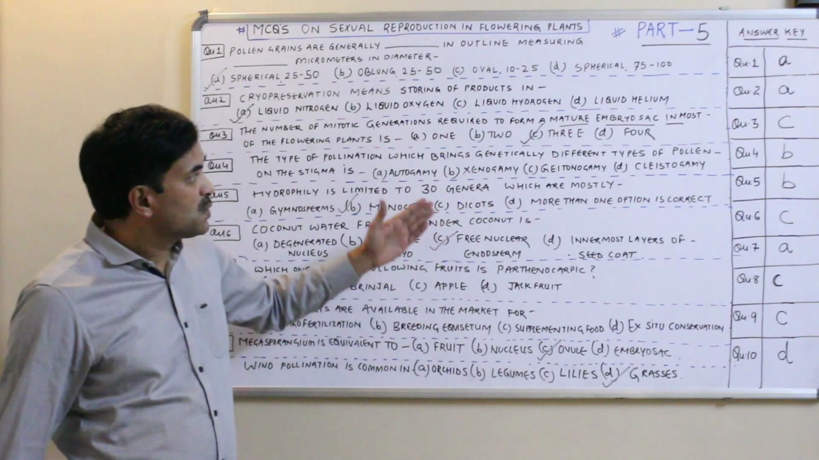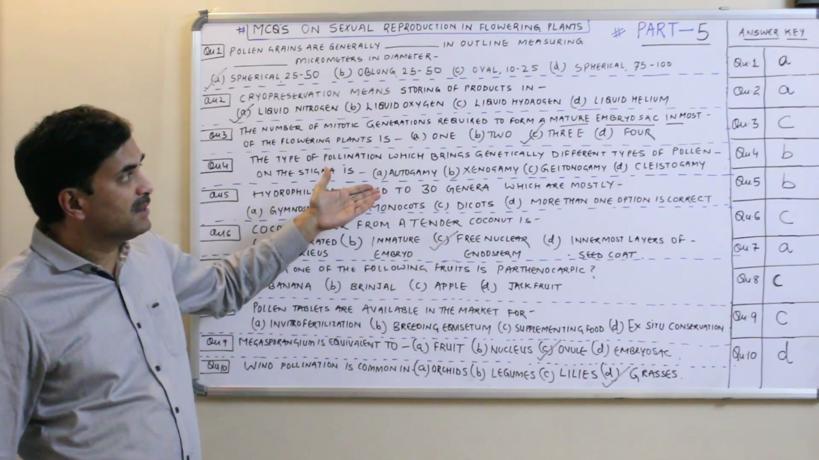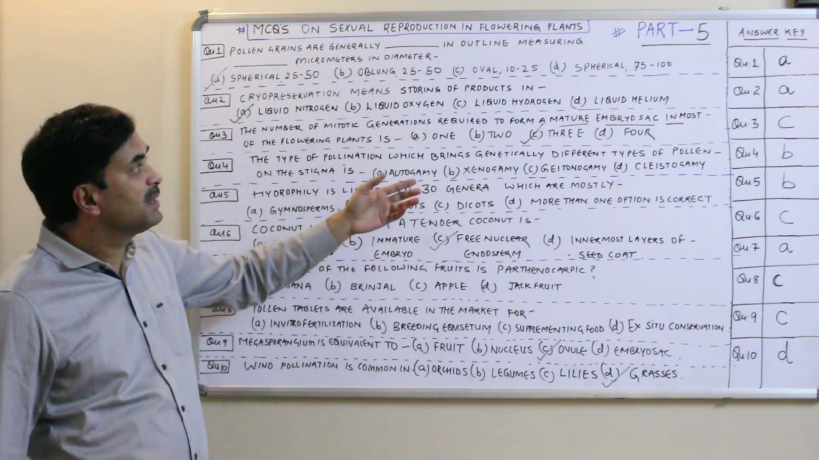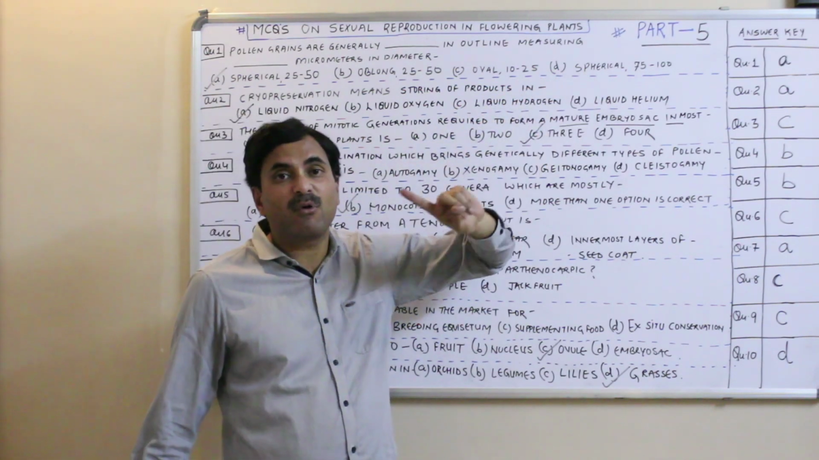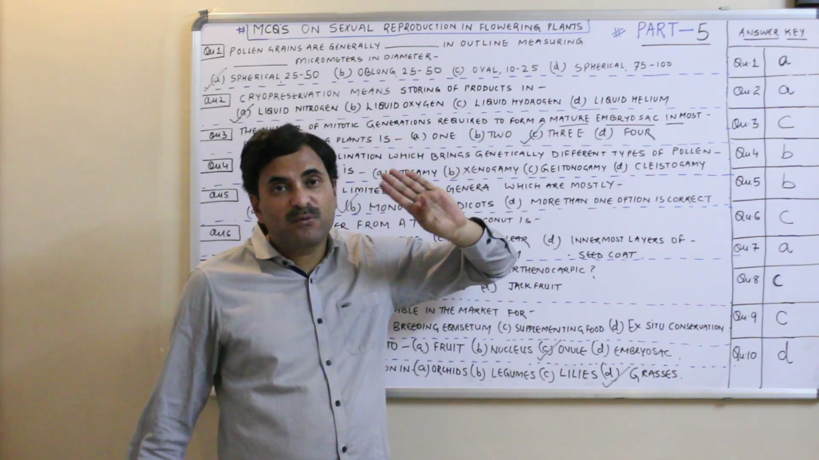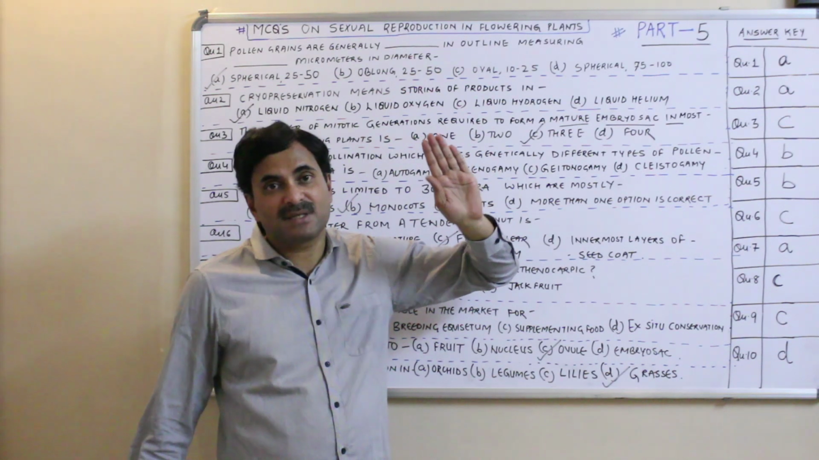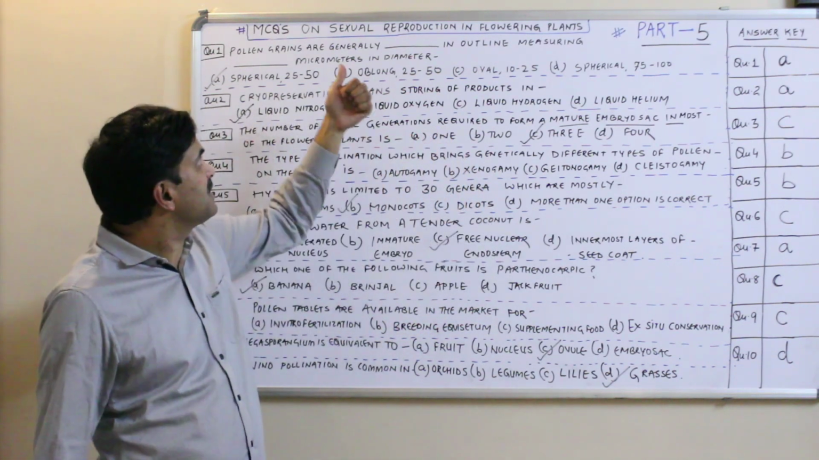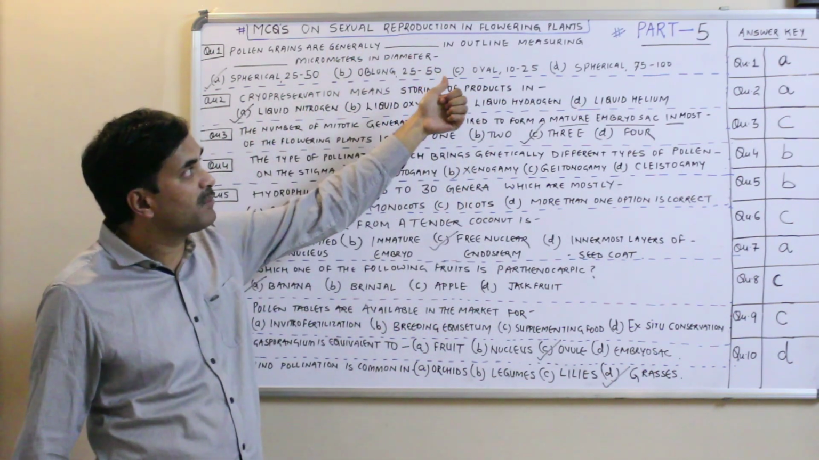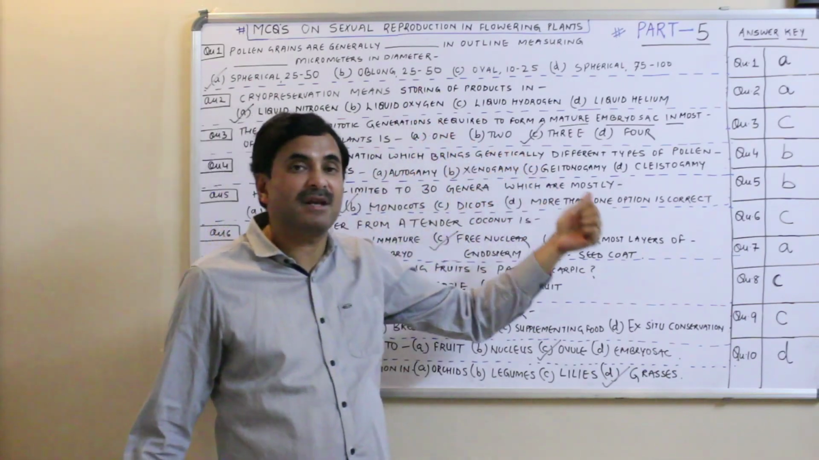Is it clear? So these were some more questions based on the life cycle of angiosperms. This was part 5. I have already uploaded 4 more parts of this chapter, that is MCQs on sexual reproduction in flowering plants. So watch them also. They are very important.